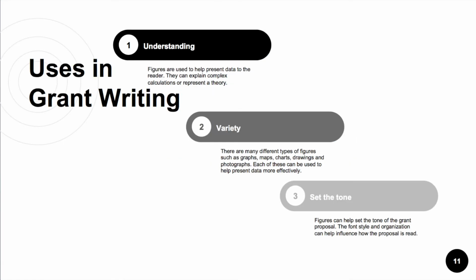Using figures within grant writing can help with understanding. It can help explain the data. Figures can be used to effectively explain complex calculations and show the sampling and flow of subjects throughout the experiment or clinical trials. They can also be used to predict and show errors, precision, and results. They can show details about smaller data sets that a table cannot. It also adds to variety.